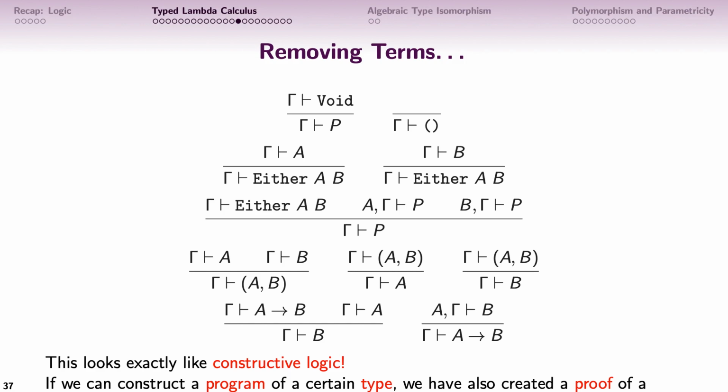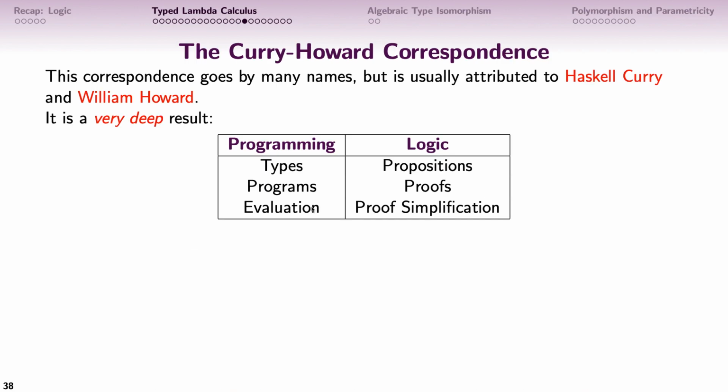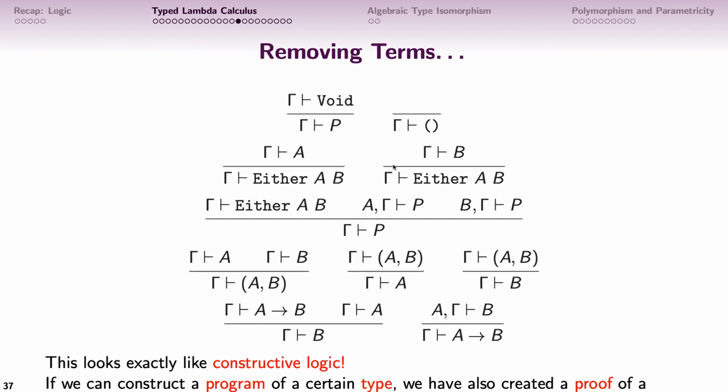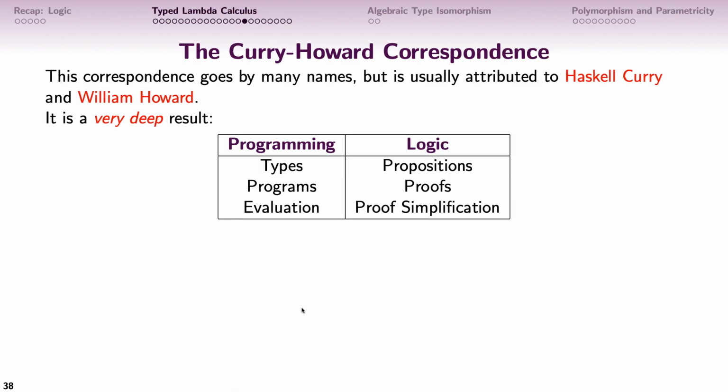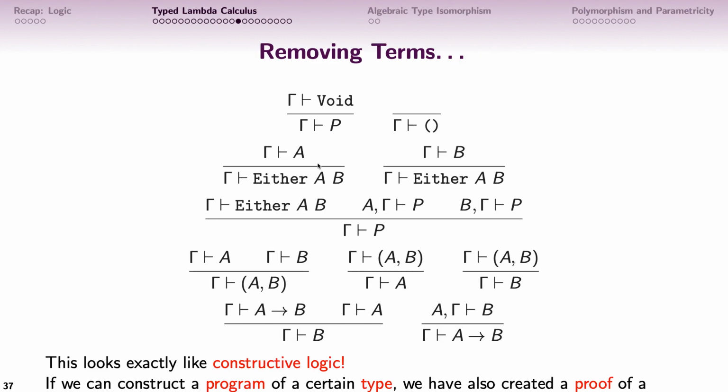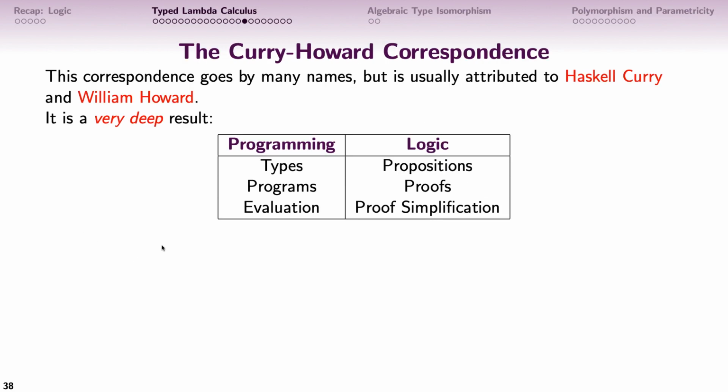This is a really deep result. It actually applies universally across all type systems and logics. So types correspond to propositions. Here I translated Either to A or B, and tuples to A and B, and functions to implications, right? Programs correspond to proofs. So if I can write a program of a particular type, that's the same thing as proving the proposition associated with that type. And evaluation corresponds to proof simplification, and I'll give an example of that in a moment.